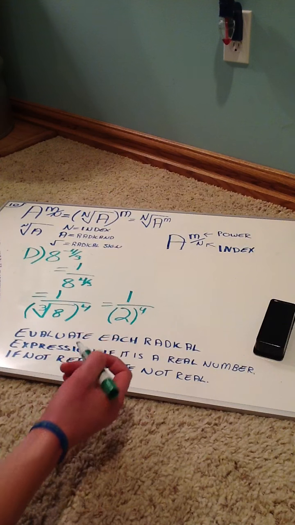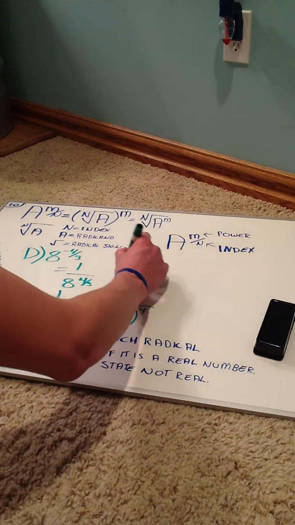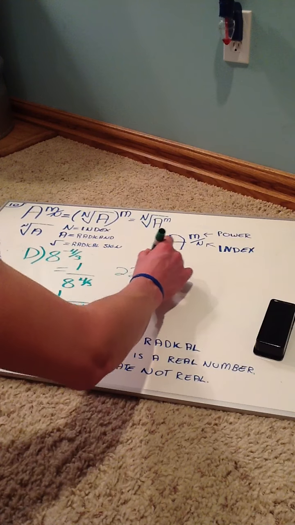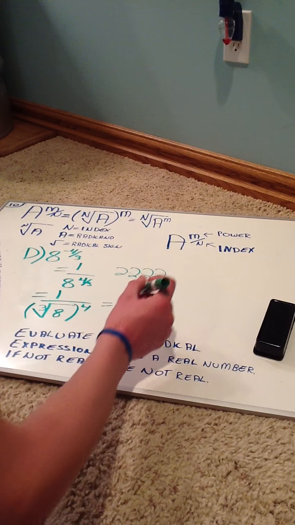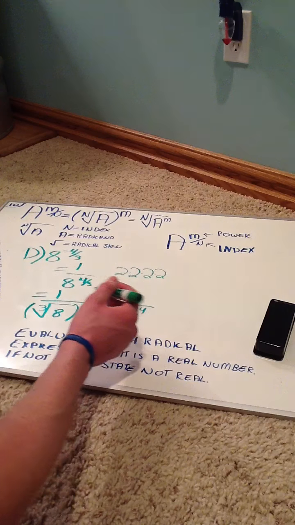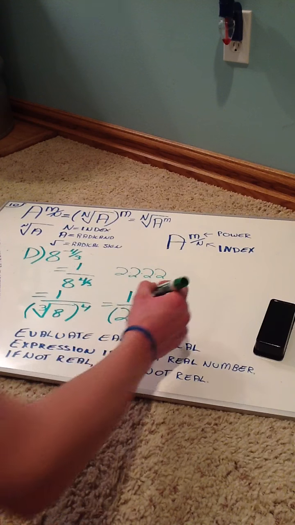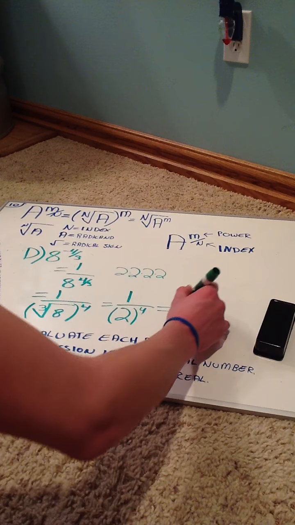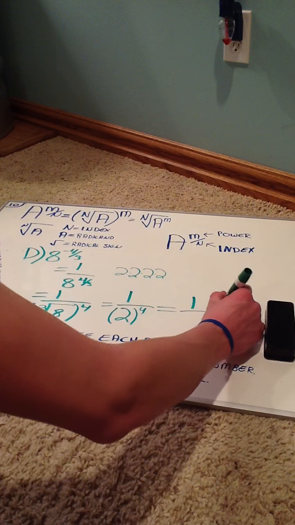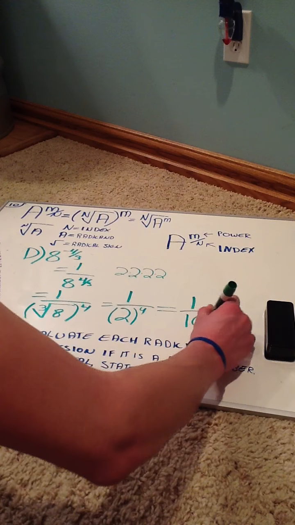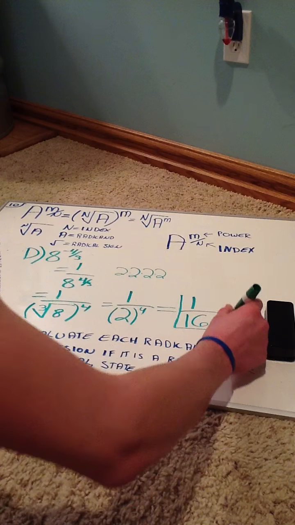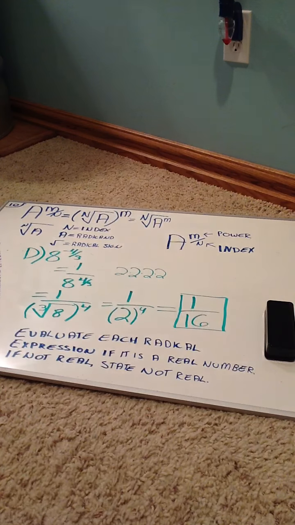2 to the 4th is the same as saying 2 times 2 times 2 times 2. So 2 times 2 is 4, times 2 is 8, times 2 is 16. So our answer is 1 over 16. That's all.